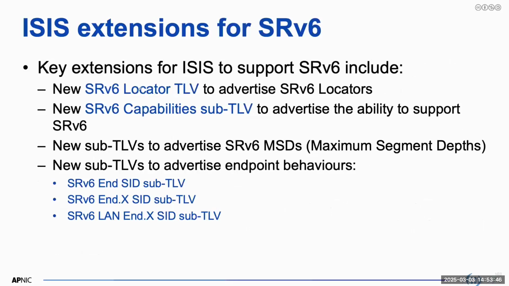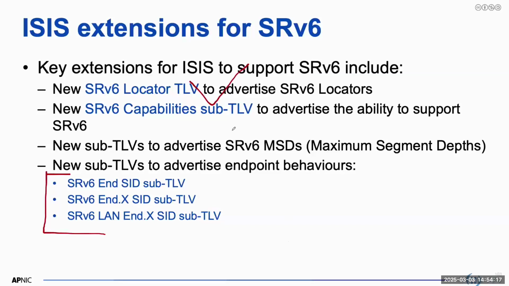So what are the different ISIS extensions? We have the SRv6 locator TLV and the SRv6 capability TLV. The locator TLV helps us advertise the locator address. The second TLV helps the node describe its capabilities. And then we have the sub-TLVs, which help us tell what different endpoint behaviors have been implemented on this node.